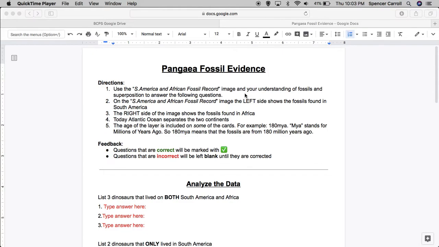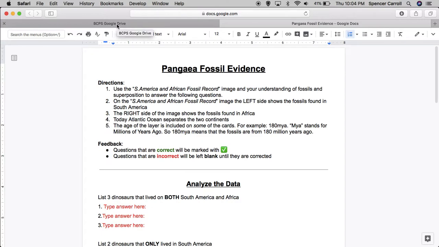This video will go over the Pangaea fossil evidence activity. Directions. Number 1. Use the South America and African fossil record image and your understanding of fossils and superposition to answer the following questions. It's important here to remember that superposition is the idea that older fossils are underneath layers of newer fossils. The oldest fossils are always the deepest down.